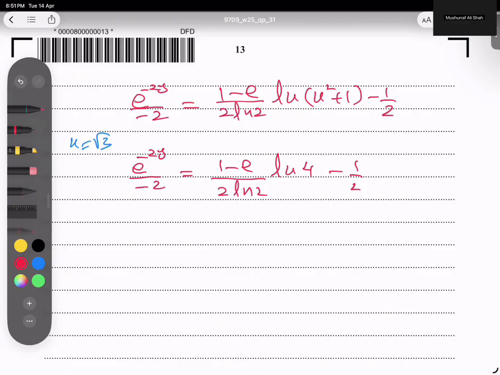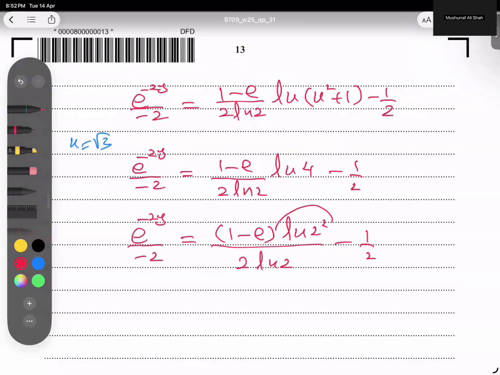How can we find the exact value here? First of all, ln4, we can get rid of it. How can we get rid of it? So 1 minus e stays as it is. What is ln4? Can I write this 4 as 2 to the power 2? Yes. So this 2 goes down, and we get 1 minus e to the power 2 ln2 over 2 ln2.